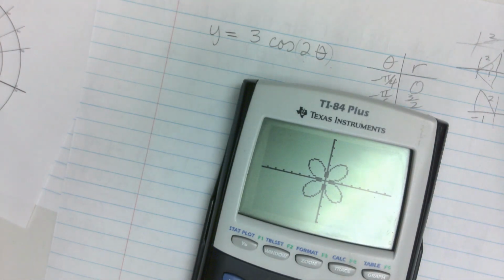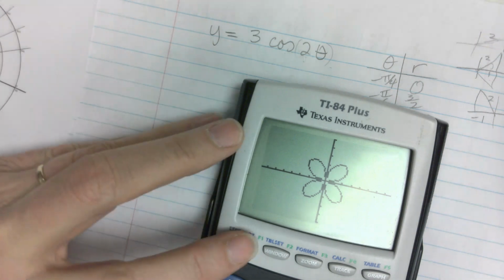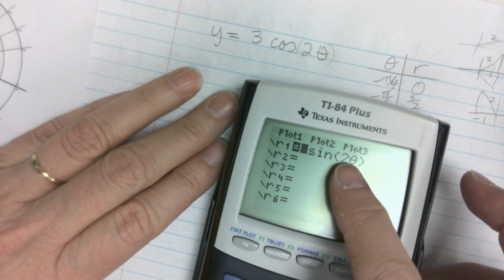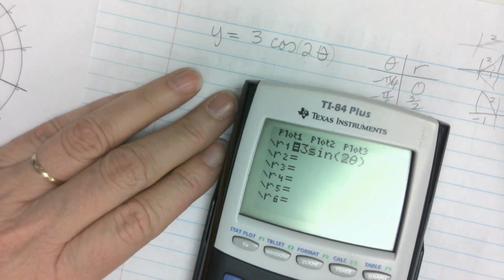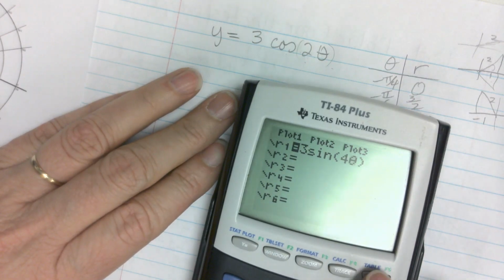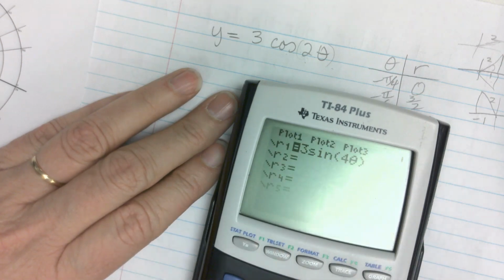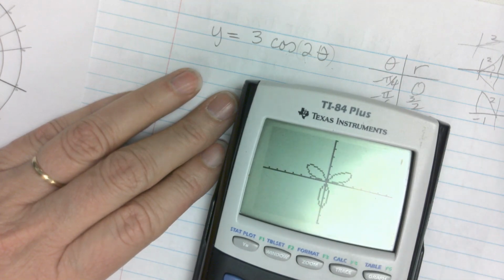This one is the sine. So interestingly enough, anytime there's an even number, you double it for the petals. So if I made it 4 theta, we would have 8 leaves or petals. However, if you make it an odd number, it's only that number. It's just strange how that works.